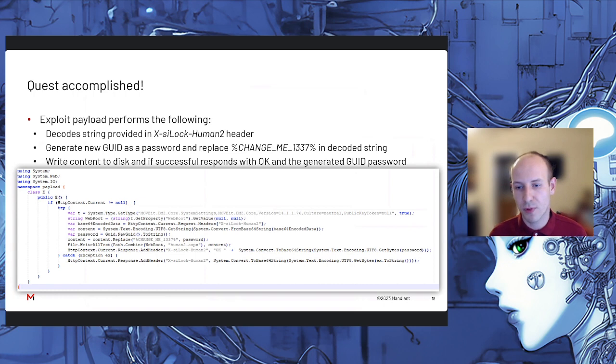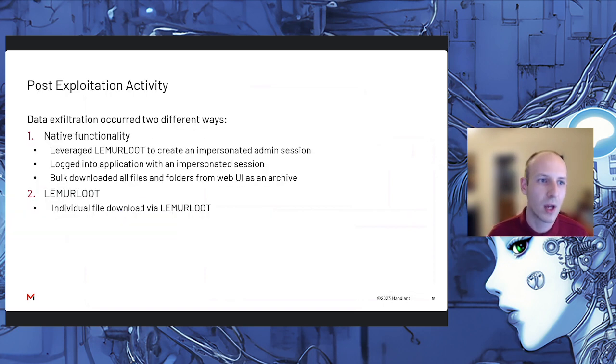Now, from a post-exploitation perspective, after the attacker got the web shell on the system, they performed data exfiltration using two primary methods. First, using native functionality: they used LEMURLOOT to impersonate an existing admin, logged in with that impersonated admin session, and then just clicked download all files from the page. The web application zipped everything up and provided them a single download file. In some instances, as reported in some public reporting about these investigations, the LEMURLOOT web shell was actually used to download individual files.